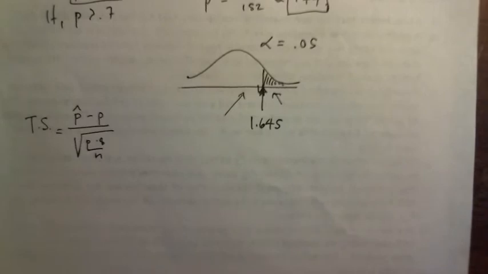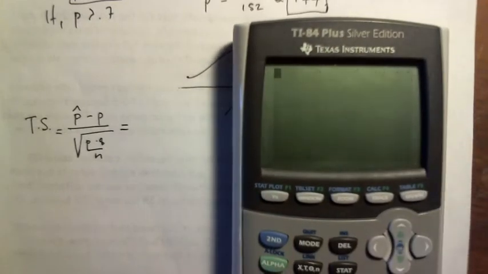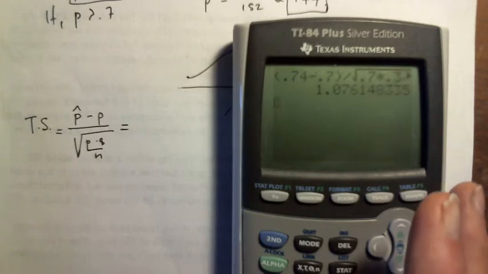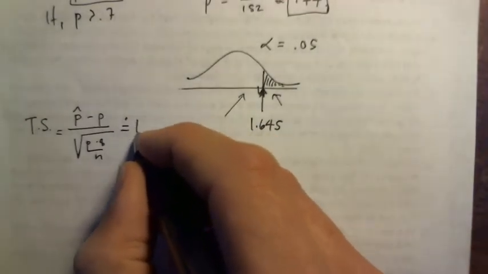So let's see what that test statistic is. Once again, pull out the trusty calculator. I'll clear it out, and I'll go like this. 0.74 minus 0.7, that's that minus that, divided by the square root of 0.7 times 0.3 over 152. I come out of the parentheses and I press enter, and it says the z-score is about 1.08. This is approximately equal to 1.08.